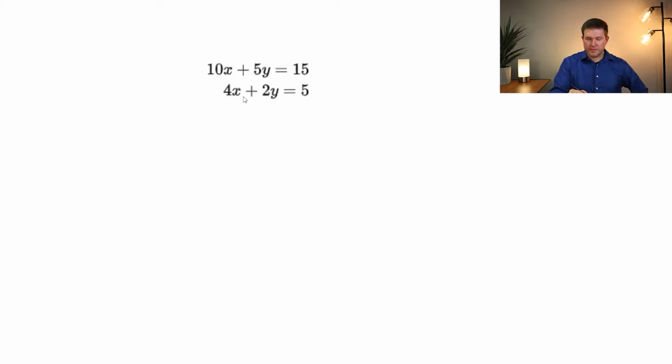Are we gonna cancel the x's or the y's? So 10 and 4 are gonna meet up at 20 as the soonest number, right? Versus 5 and 2, which is 10. So let's go ahead and have the y's meet up at 10, lower numbers, right? I'm gonna multiply this one by +2 to get this to a +10y, and I'll multiply the bottom one by -5 to have this one come up to -10y.